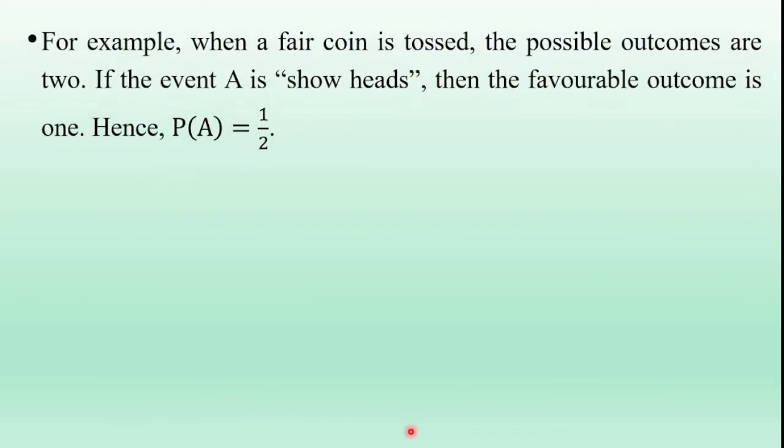Now a good example of the classical definition of probability. When a fair coin is tossed, the possible outcomes of the experiment are 2. If event A is showing heads, then tossing a single coin, the favorable outcome for heads is 1 and the total number of outcomes is 2. Hence, the probability of A is equal to 1 by 2.